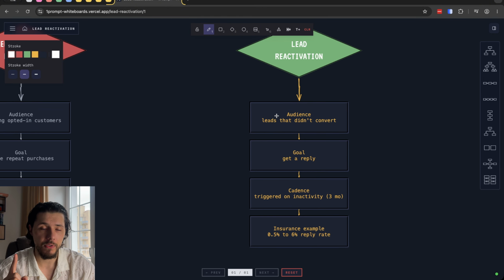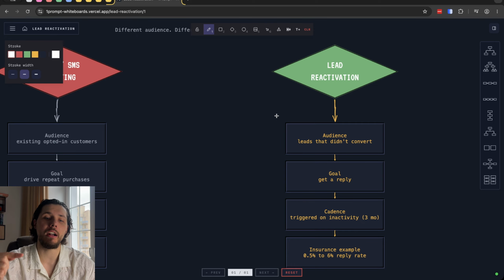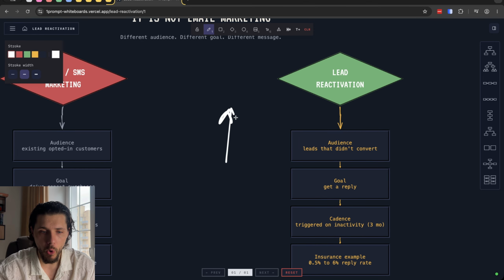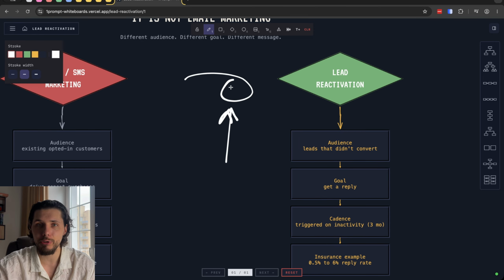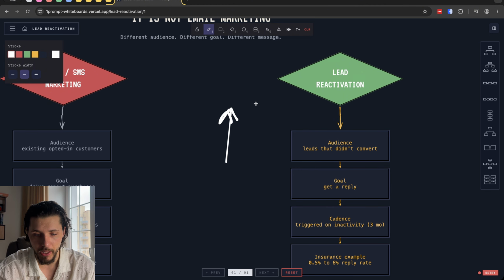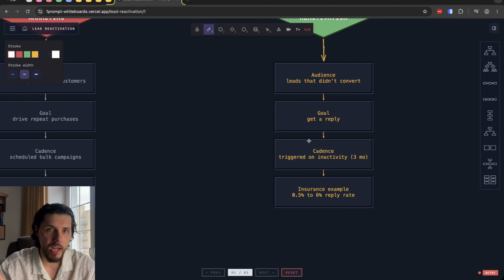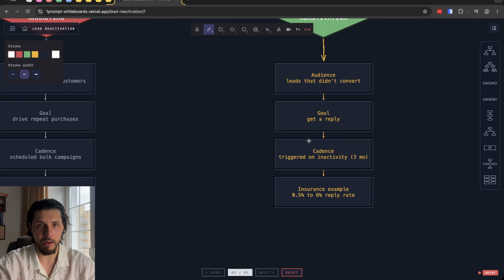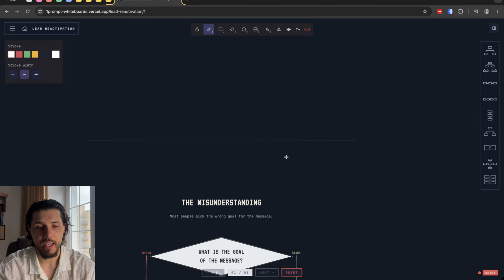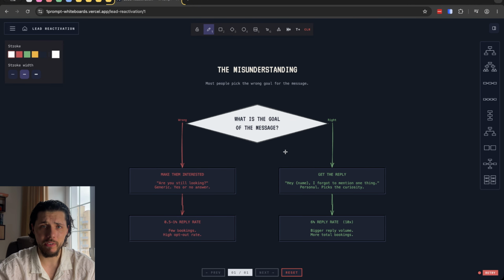And the goal is different. The goal for the actual campaign before the lead lands to the AI setter that will book an appointment is to get a reply. So usually this is happening on inactivity or on the bulk upload to a system. So I'll give you an example of one of the use cases that we had recently with an insurance agency.